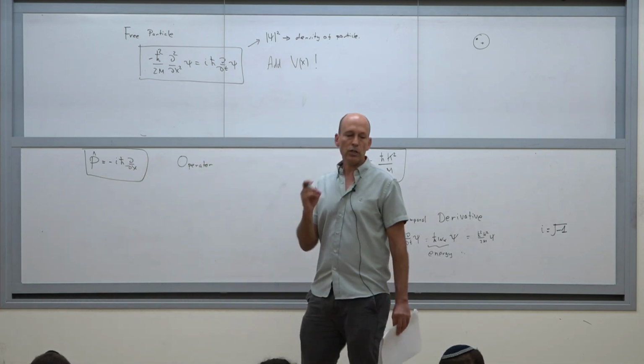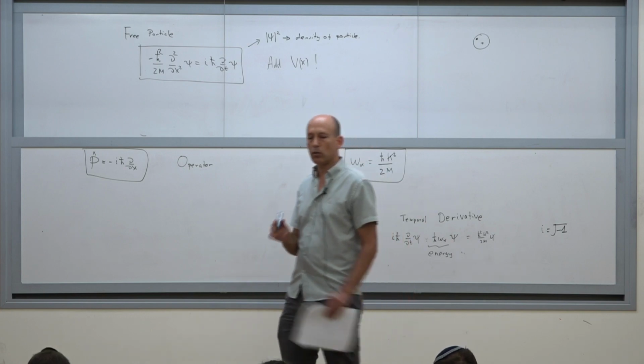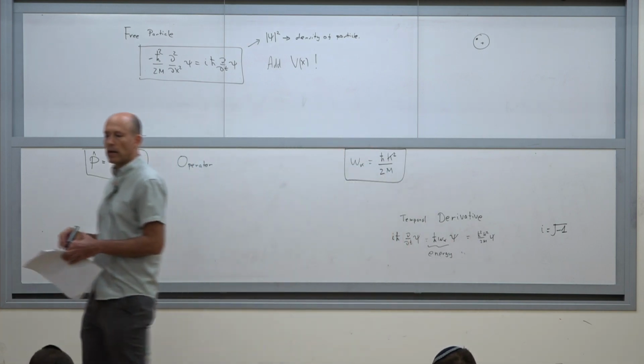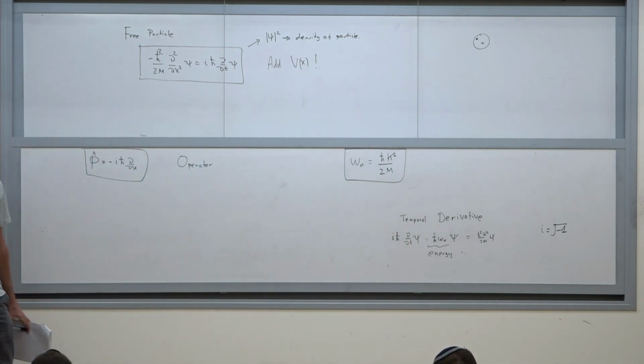Each physical observable that you can think about in classical mechanics has an operator description in quantum mechanics. Position has an operator description in quantum mechanics. Momentum, this is the first guy.